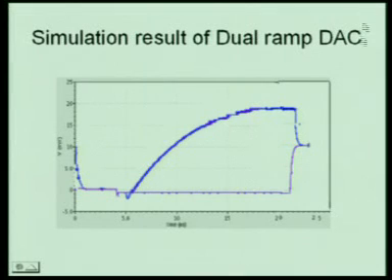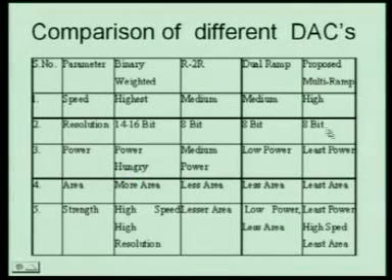The result of the multi-ramp DAC is verified by the dual ramp DAC, in which we had reduced the parallelism. We can see that the time taken by the dual ramp DAC is more than the time taken by the multi-ramp DAC. The proposed architecture of multi-ramp DAC gives a very high speed, it takes very least area and it consumes very least power, but its resolution is limited to only 8 bit.